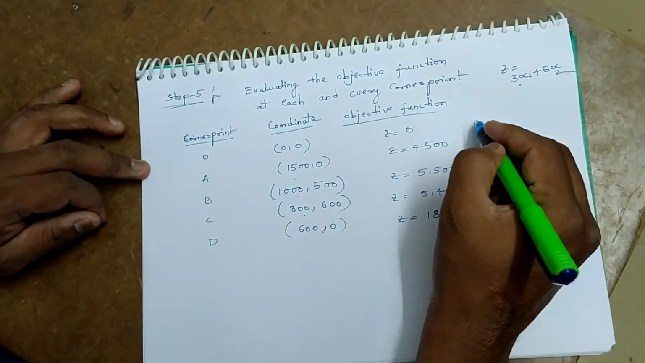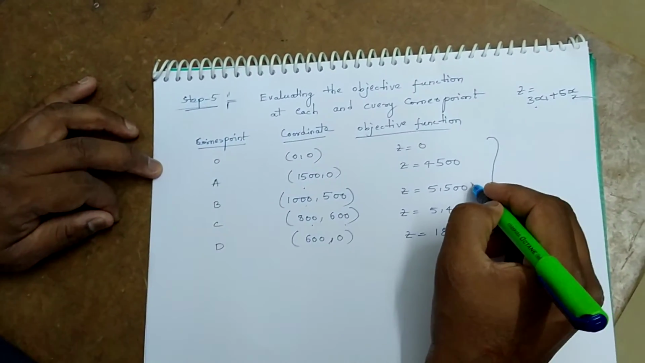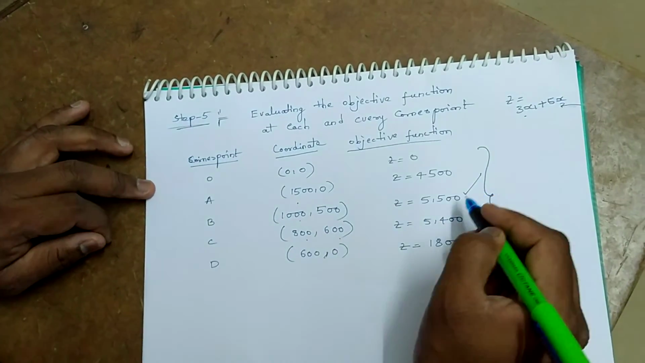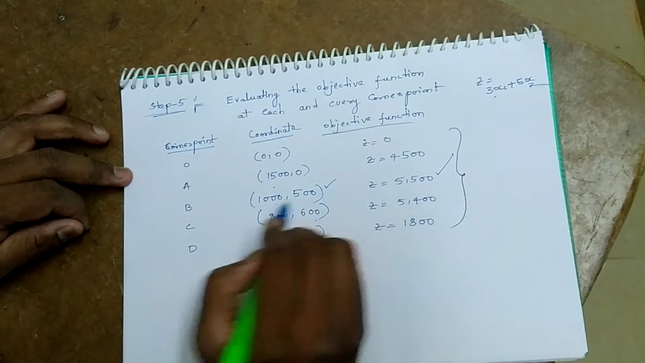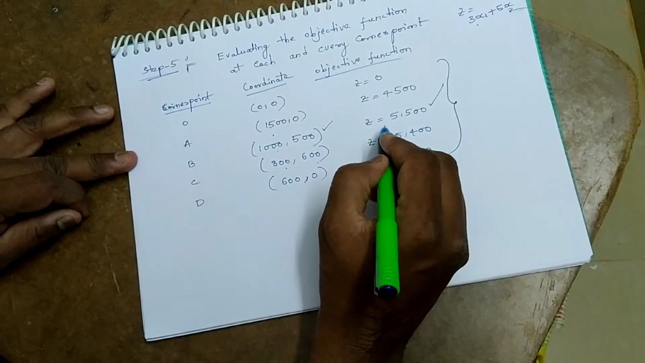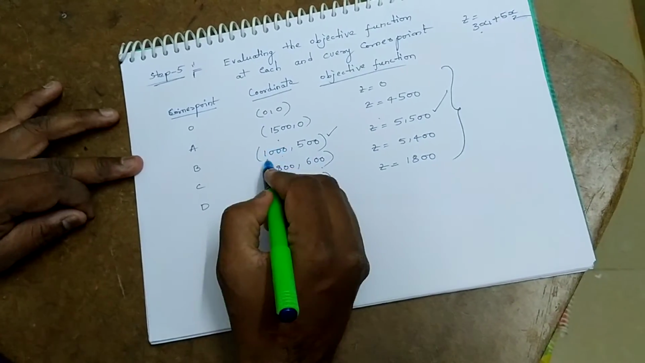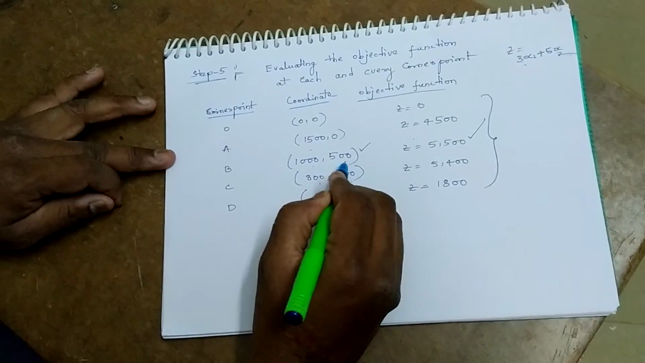So out of all these values, what is the value that is going to be maximized? Z is 5500 for the coordinate (1000, 500). So that means the optimum value of this objective function is 5500, and the decision variables corresponding to it are (1000, 500).